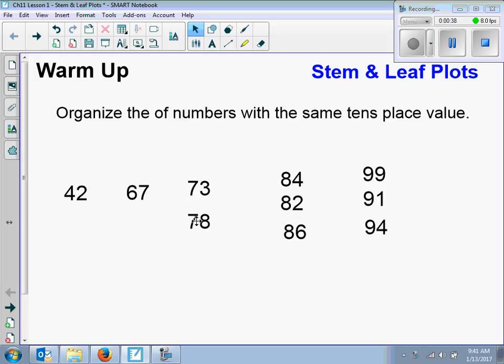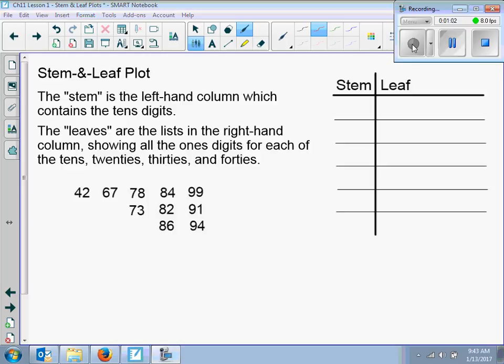Now, does everybody know which one is the tens place value? Okay. The tens place value, of course, I should have said this before we started, is that one. Is everybody with me? That's the tens place value. And that is the basis for a stem and leaf plot. Organizing data by the tens place value. Okay? So here we have our data organized from the front page.